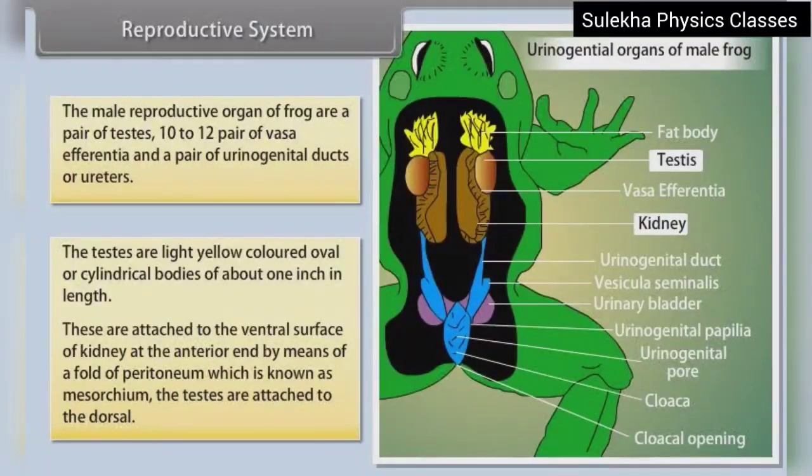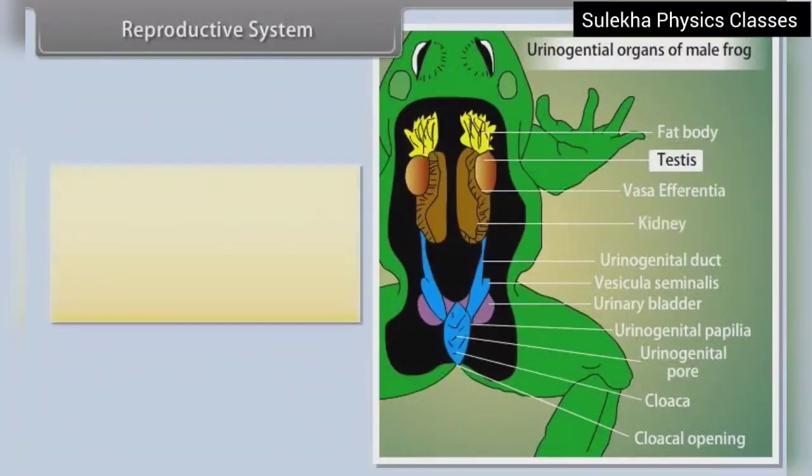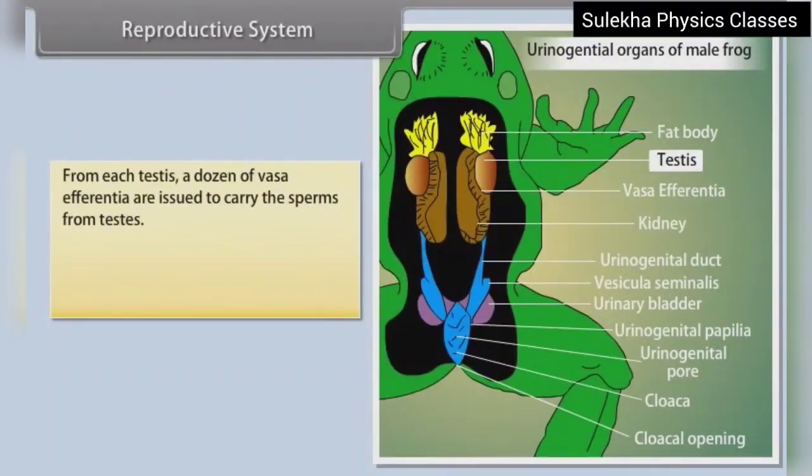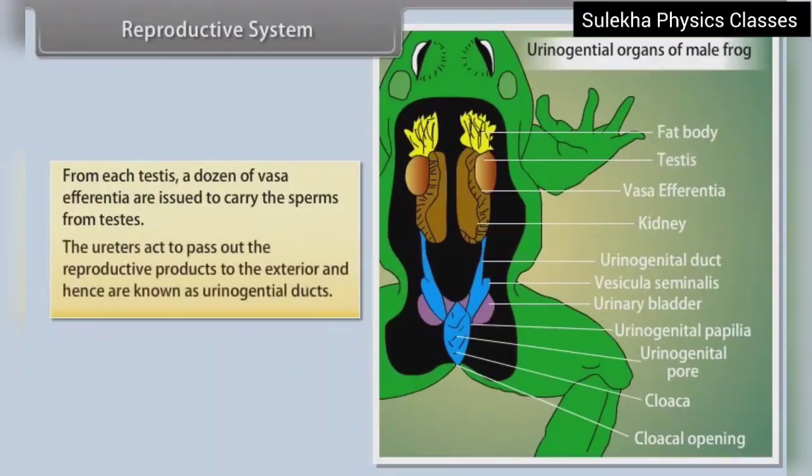The testes are attached to the dorsal side. From each testis, a dozen vasa efferentia are issued to carry the sperm from the testes. The ureters act to pass out the reproductive products to the exterior and hence are known as urinogenital ducts.